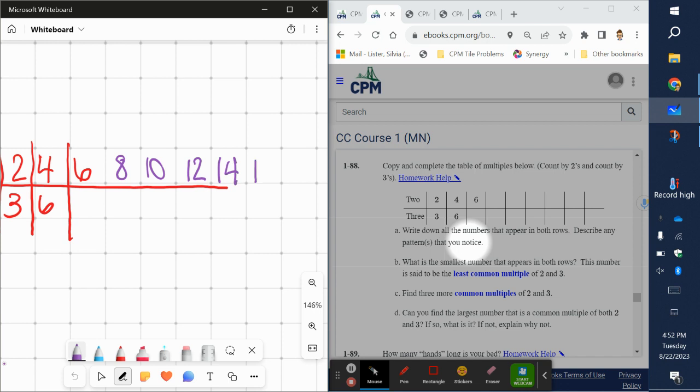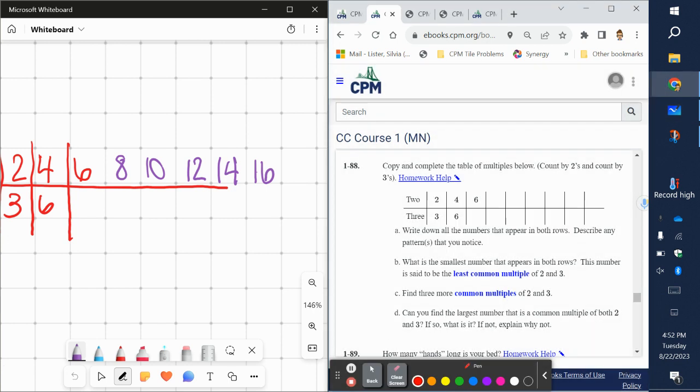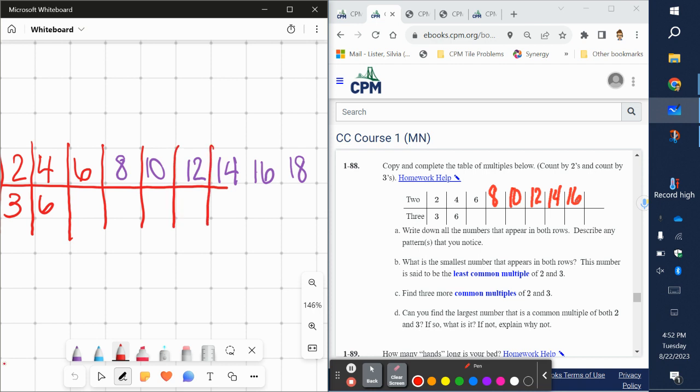I'm just adding 2 every time, so it's just the even numbers. 14, 16. Now the question is, how many times do they want me to go? So this would become 8, 10, 12, 14. Oh, I need to go one more after 16. So that would become 18. So that's the easier one. I got to do the 3s now, which might be a little bit more difficult, but that's okay.